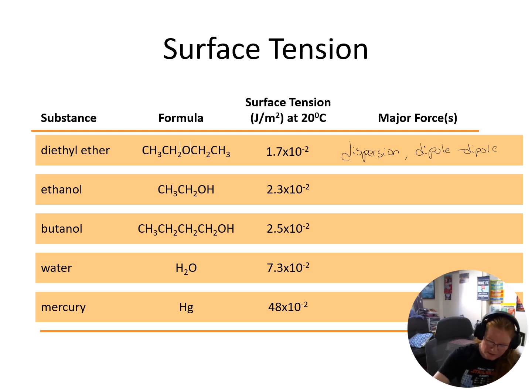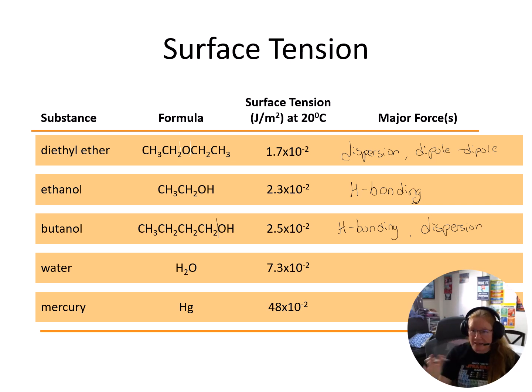Ethanol, its major force is hydrogen bonding. It has a little bit higher viscosity than our diethyl ether. Butanol has hydrogen bonding, but it has a very significant carbon side chain, so it also has very strong dispersion forces. So the combination of both of those being strong is why butanol has a slightly higher surface tension than ethanol does. Water, what's its major force? Very strong hydrogen bonding.